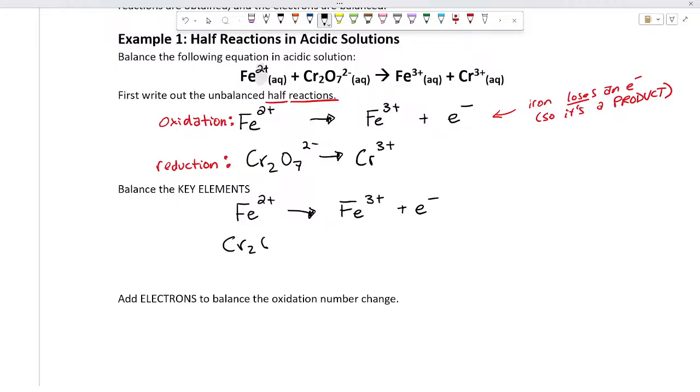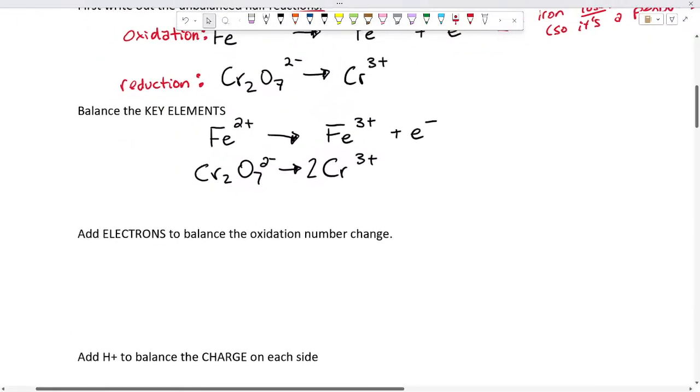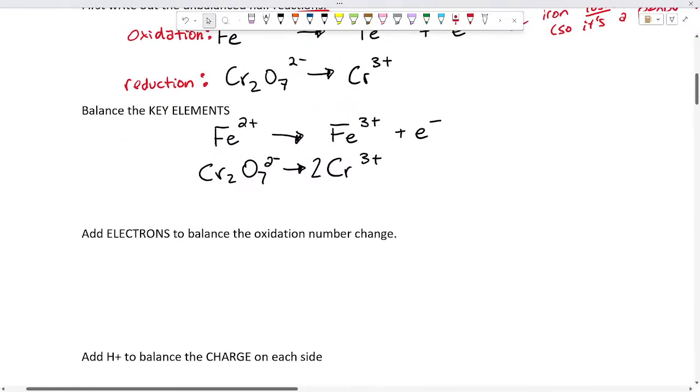Cr2O7 2 minus reacts to form Cr3 plus. Do we have the same number of chromium ions there? No. So what should I do? Put 2 there. Does that make sense? You've got to balance the half reactions. We're not going to worry about oxygen yet. So then we're going to get the electrons in there.